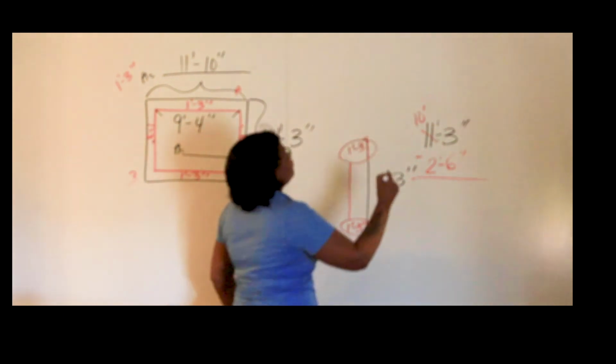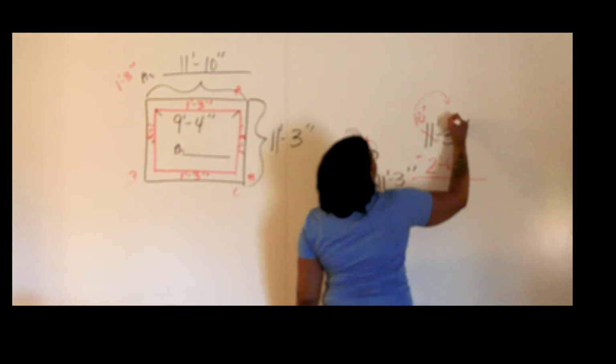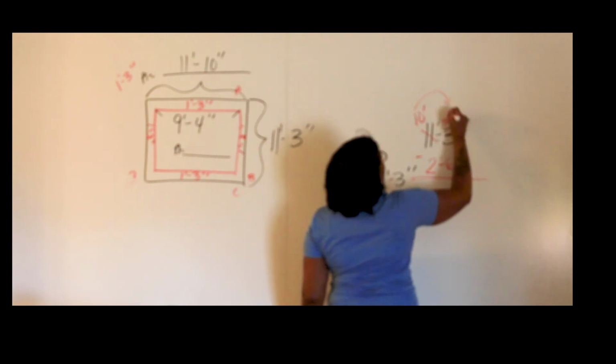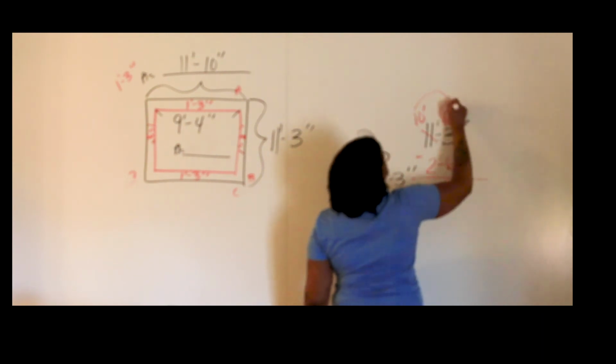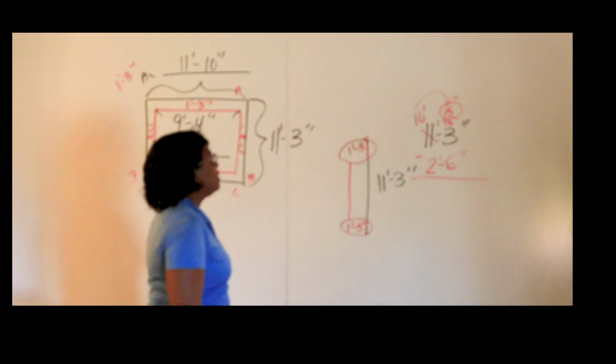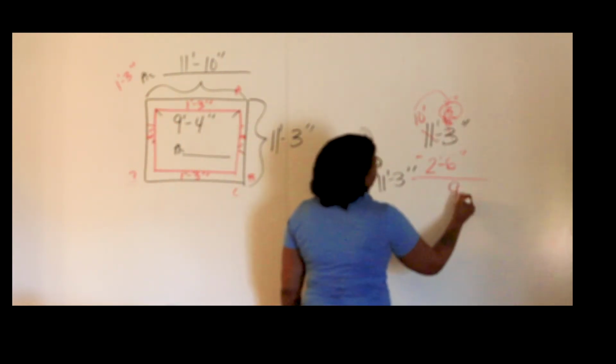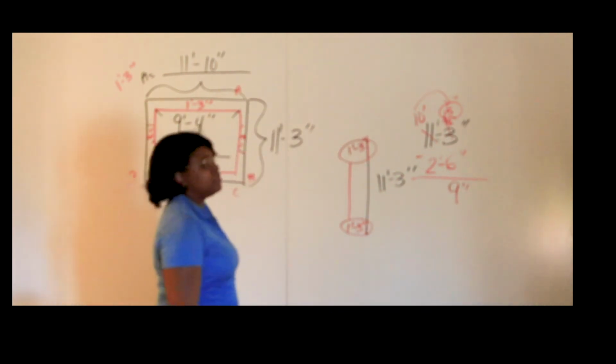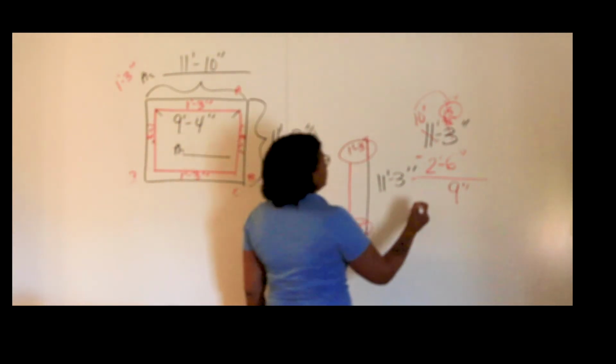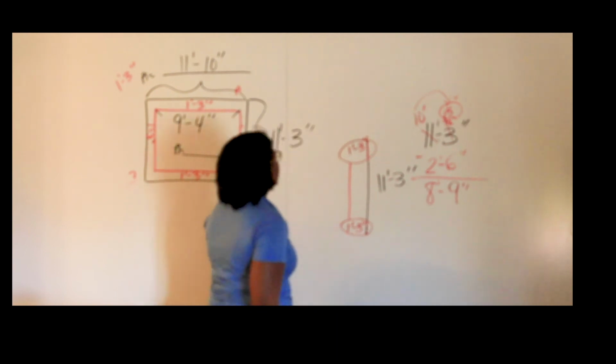So we borrowed a foot. That foot transfers over as 12 inches. Don't forget you've got to add it to the inches you already have. So now we've got 15 inches. If we take 6 from 15 inches, we've got 9 inches. And 10 feet minus 2 feet is 8 feet 9 inches.